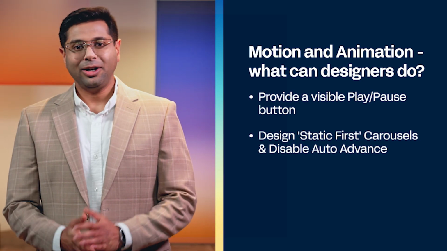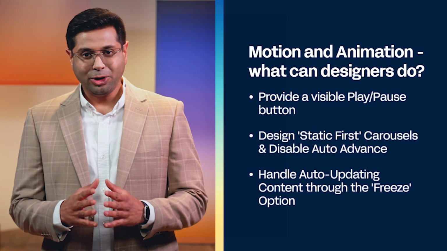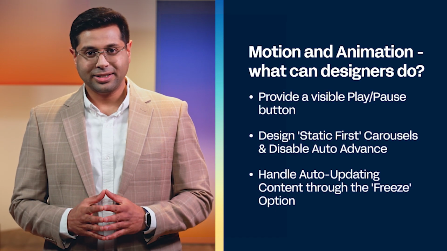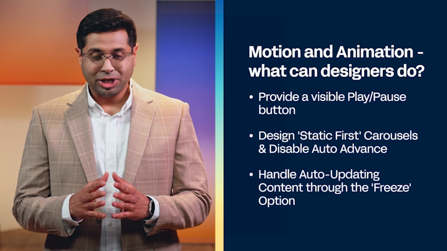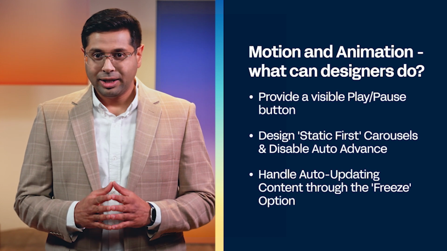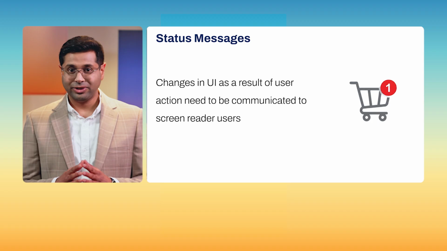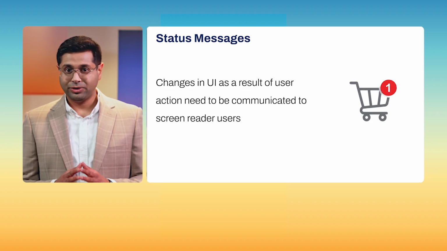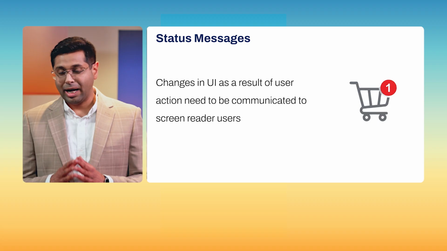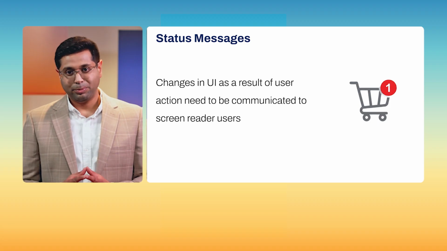Third, handle auto-updating content. For auto-updating content such as stock tickers, live weather feeds, or social media walls, provide a toggle to stop live updates. Last but not least, let's talk about providing feedback for user actions via status messages. A status message is a snippet of text that provides information to the user on the outcome of their action, the state of an application, or the progress of a process.